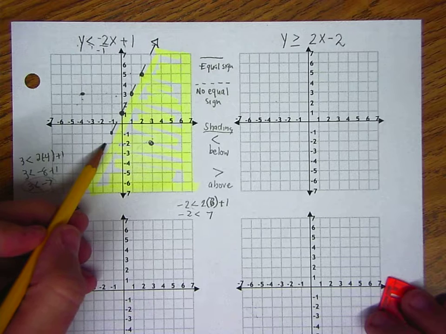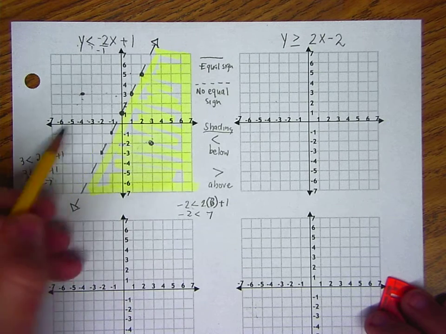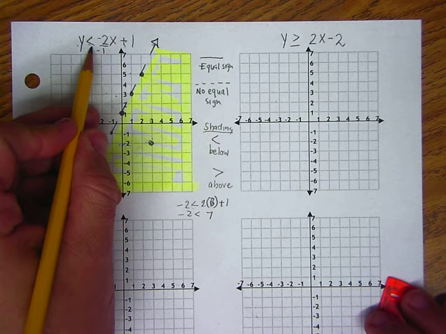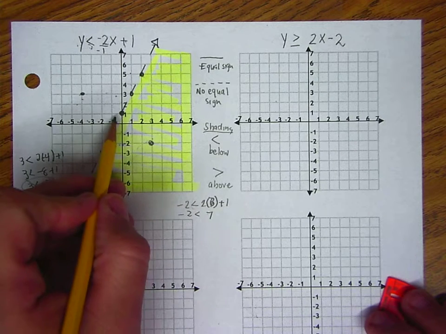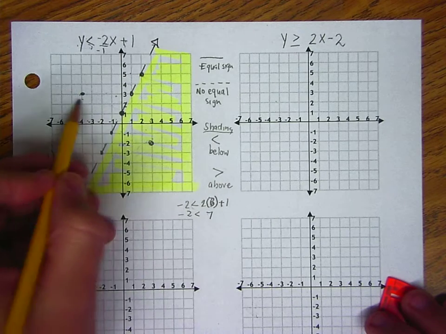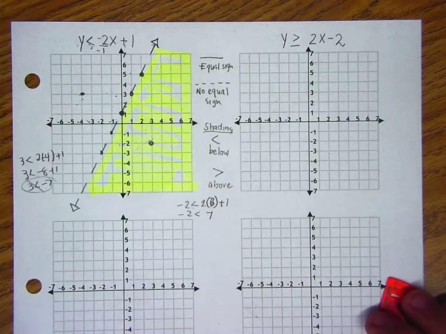If you were to pick points on the line itself, both sides would be equal. And since there's no equal sign here, we cannot have that. So we can't include anything on the line. We can include things below the line, but not on it or above it. There you go. That's how you graph a linear inequality.